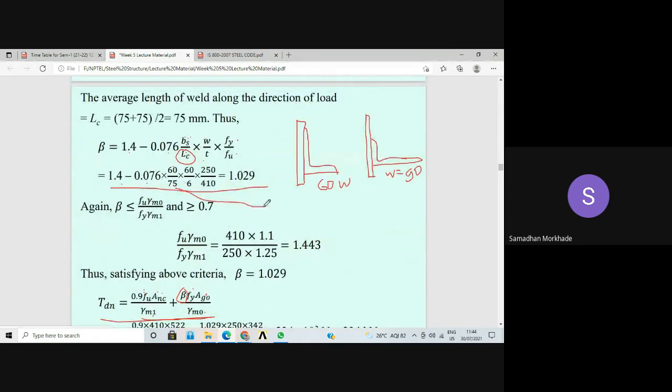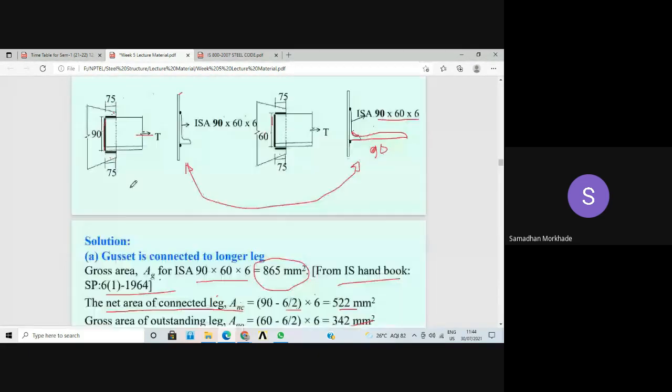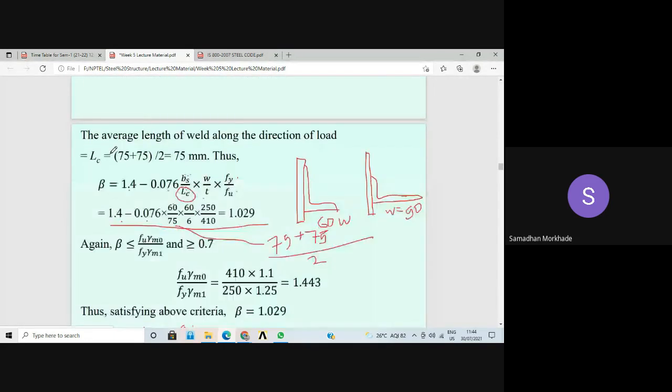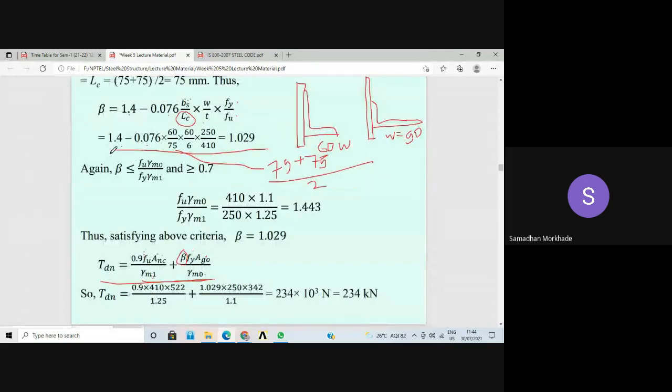How is that 75? It is 75 plus 75 divided by 2. Sometimes the welding is unequal, so add the top and bottom weld lengths and divide by 2. That will be the average length. It becomes slightly simpler in the case of welded connections. Compared to bolted, you need slightly less effort here.